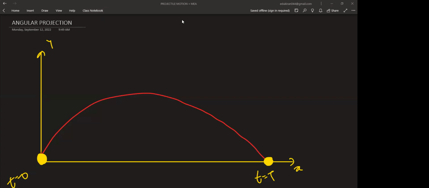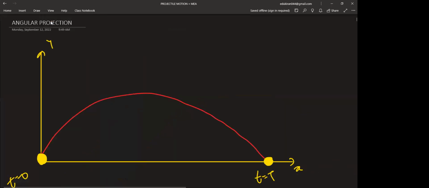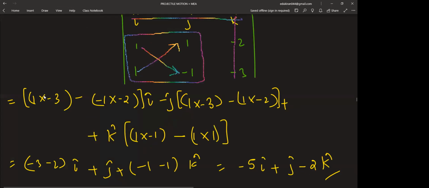How to do the second part, you could not find it. Wait, Zainab, let me tell you. You just have to multiply it. See, wait. A cross B you have calculated, right? That 5 I cap, this term is all the A cross B.